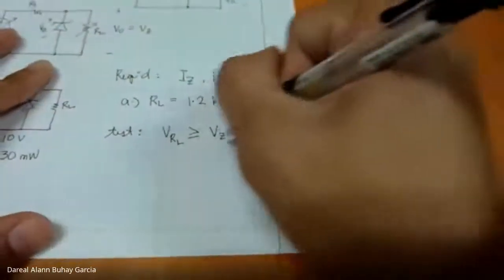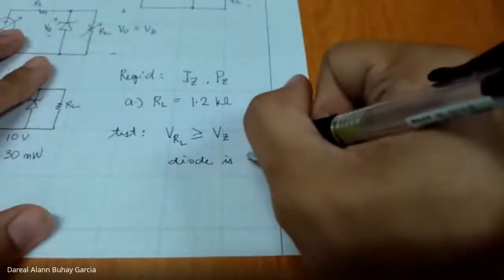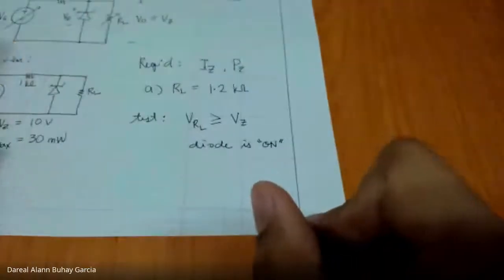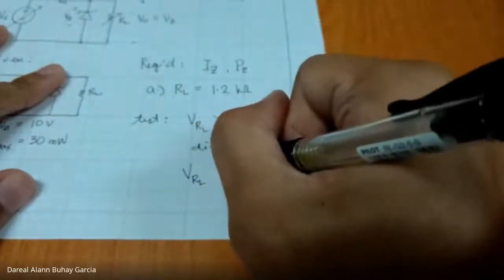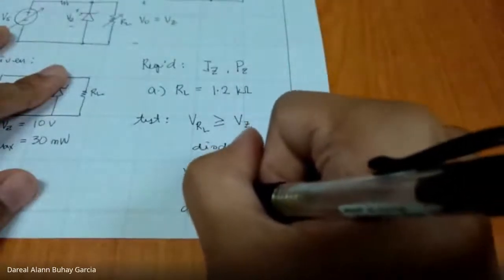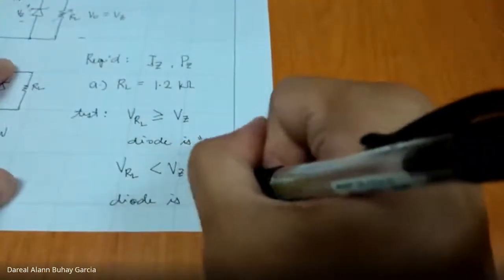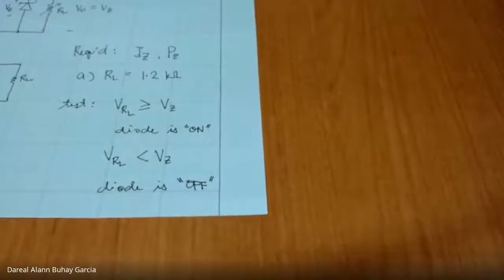If yes, then the diode is on, no? On siya sa reverse bias region. Okay. Yet if VRL is less than VZ, then the diode is off. It doesn't mean na siya sa forward bias region, but totally off yun siya.